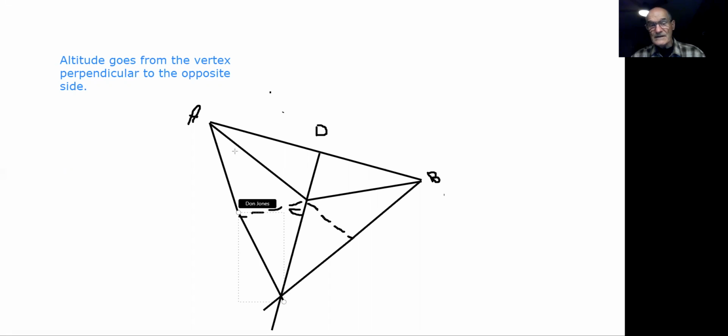But these three altitudes will intersect at a concurrent point here. And that point is called the orthocenter. Okay, so the orthocenter is created by the altitudes of a triangle. Now, there's nothing special about the location of the orthocenter here, like there is with the centroid. But you just need to remember that the orthocenter is created by the altitudes of the triangle.